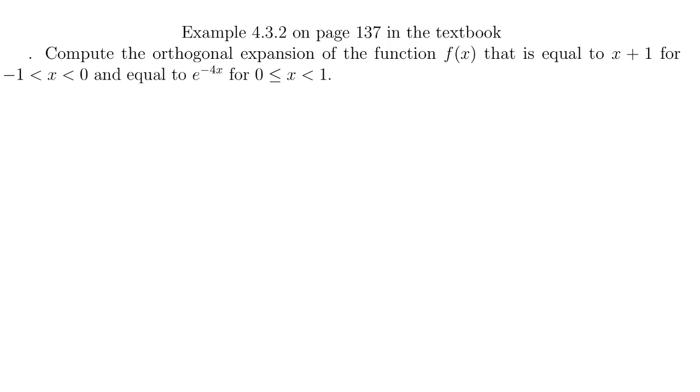Here's example 4.3.2 on page 137 in your textbook. I'm going to do the work in the Maple worksheet and show you the results. The problem is to compute the orthogonal expansion of the function f of x that's equal to x plus 1 between minus 1 and 0, and e to the minus 4x between 0 and 1, using, of course, the Legendre polynomials as the eigenfunctions.